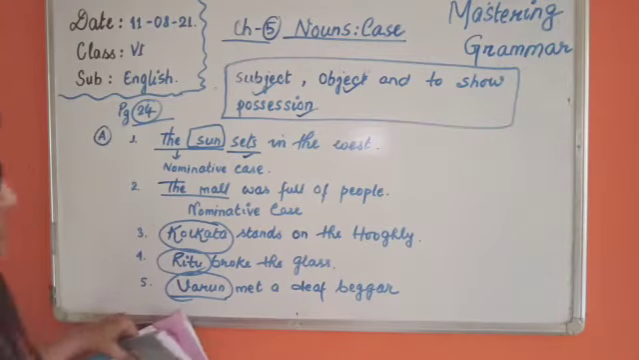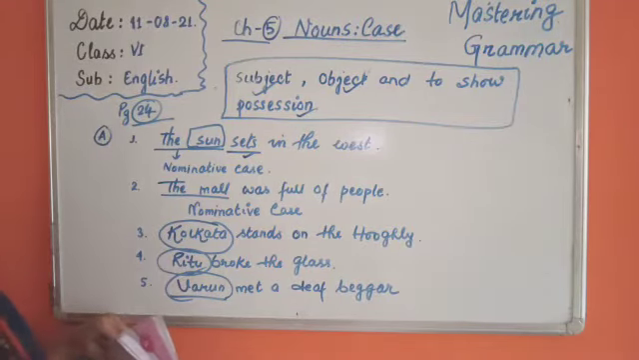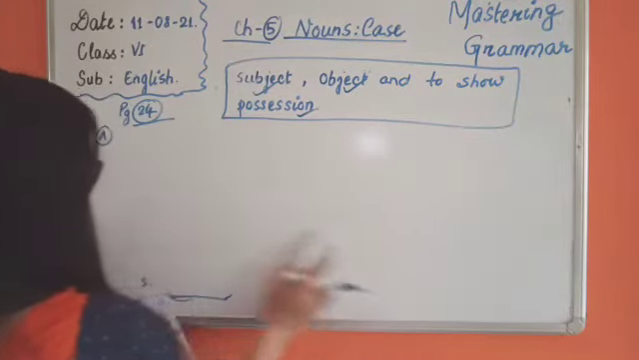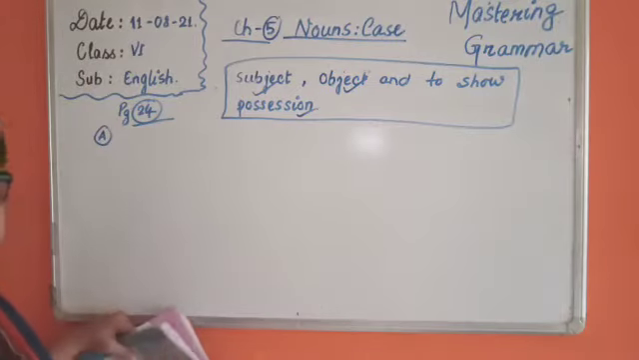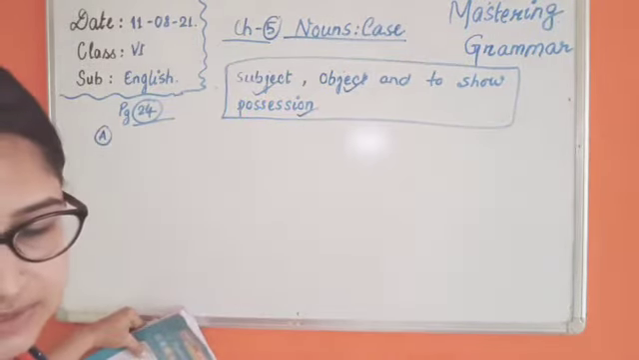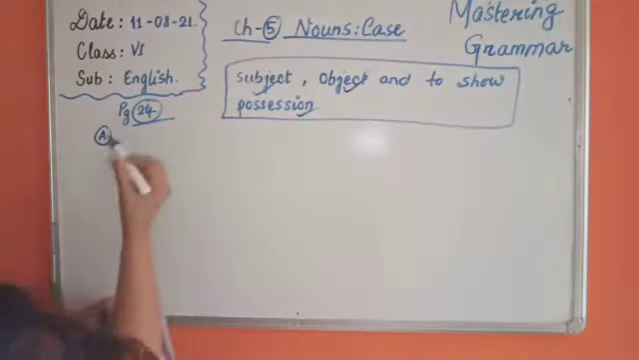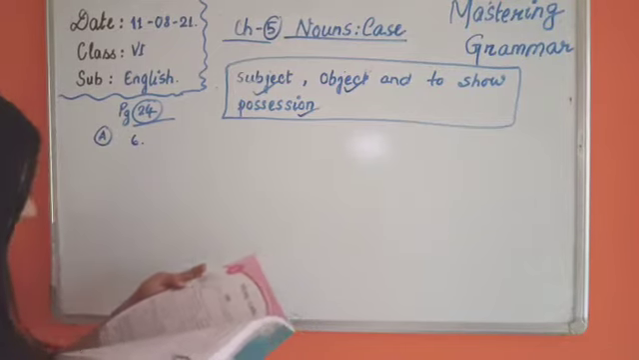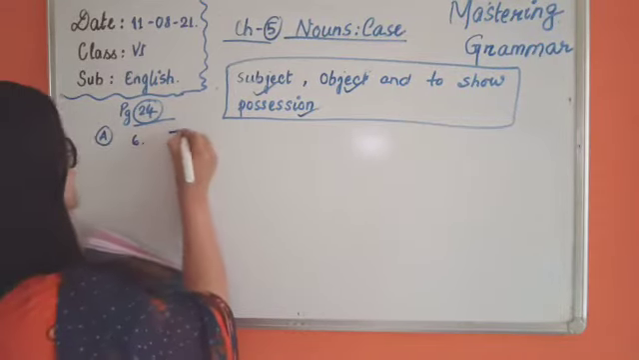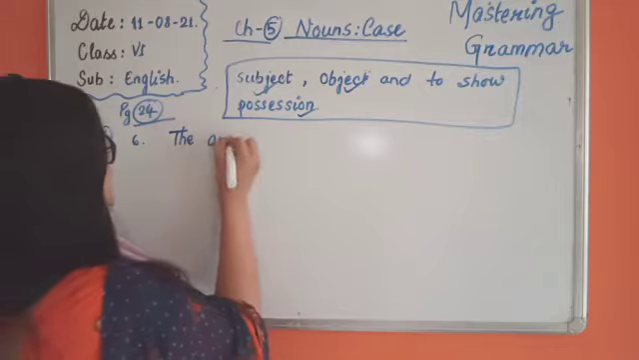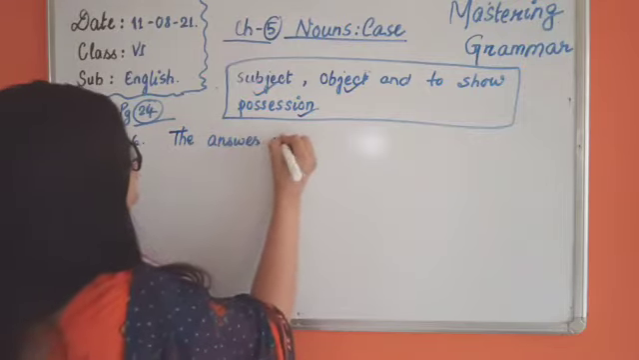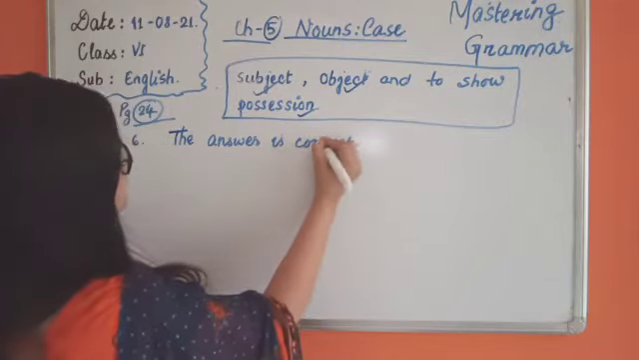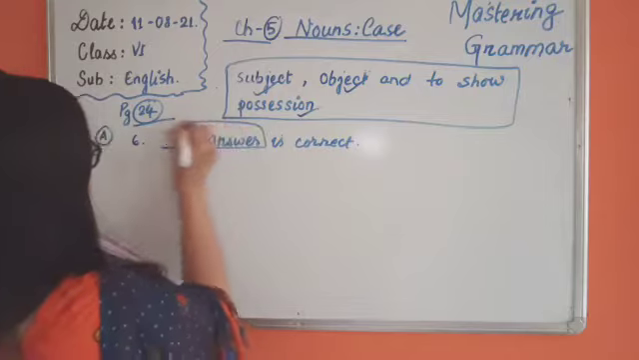I hope you have finished this. Please take a screenshot quickly. Okay, now let's move to number 6. Because I intend to finish this chapter in this video lesson itself, I'll be a little bit quicker. Number 6: the answer is correct. So what is correct? The answer. So our nominative case is going to be answer. Yes. So the answer is our nominative case.